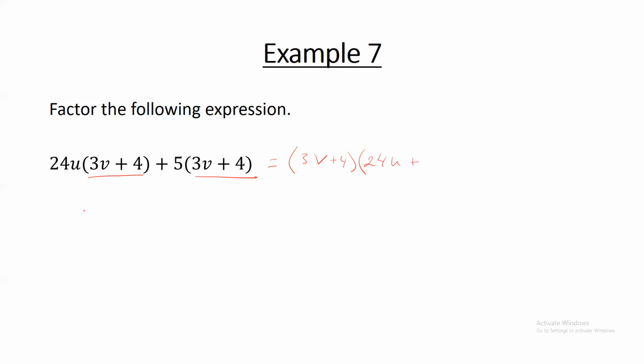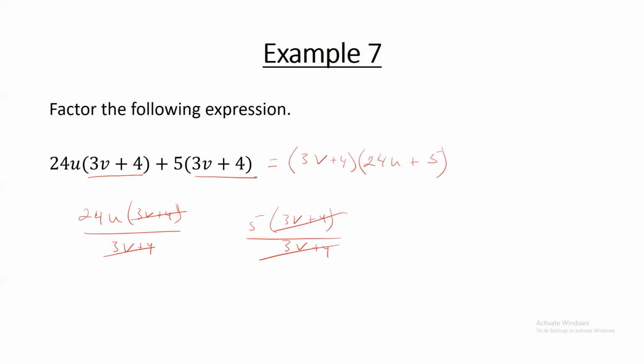And then when we divide the first term by 3v plus 4, we're left with just 24u, because when we divide by 3v plus 4, the 3v plus 4 cancels, leaving us a 24u. And similarly, when I divide the second term by 3v plus 4, I'm just left with a 5, right? Because 3v plus 4 divided by 3v plus 4 leaves me with just a 5. And so there's my answer, 3v plus 4 times 24u plus 5.